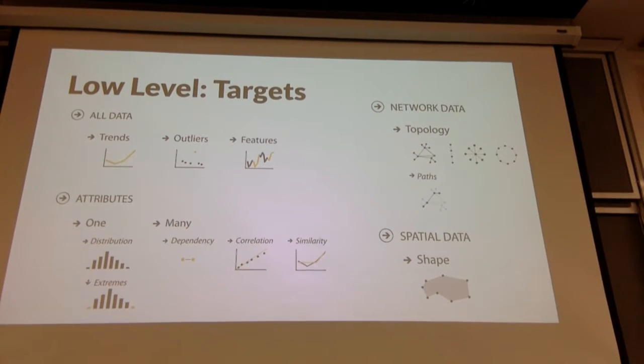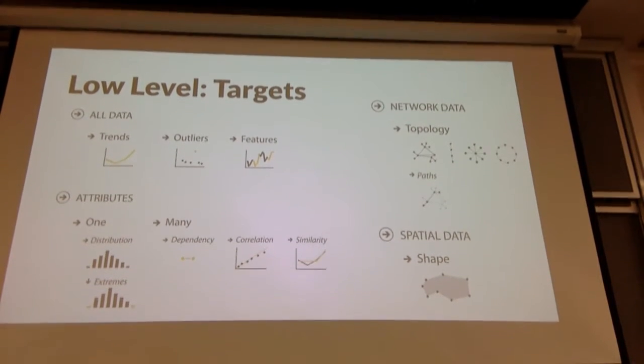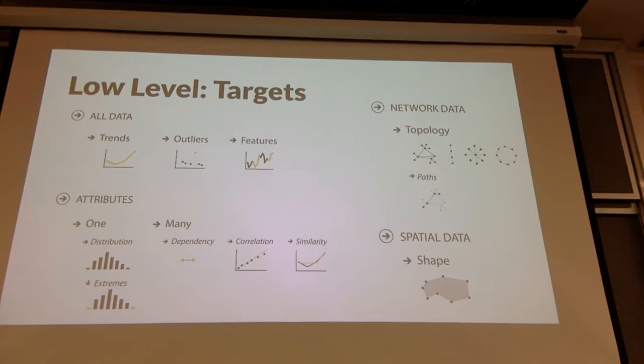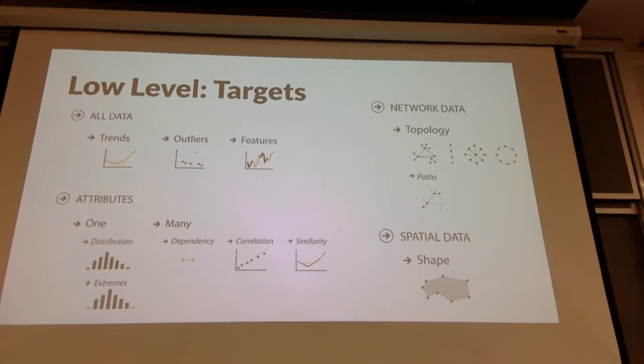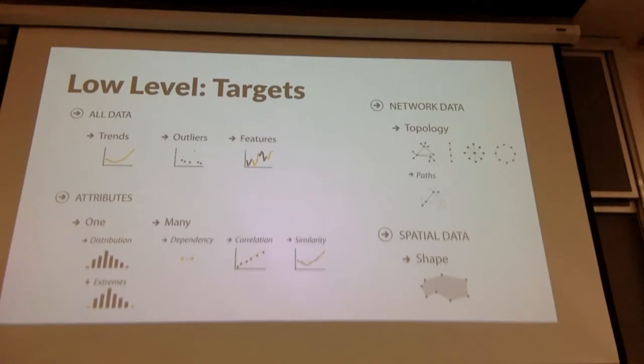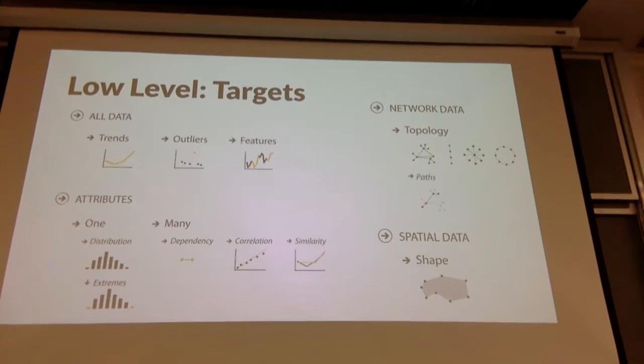Low-level tasks is all about targets. So if we look at all the data, we want to identify trends, outliers, or features. And if you look at attributes, it depends on whether we want to look at one or many. Do you want to see the distribution of one attribute, or the extremes of one attribute? And if we have many, we want to see dependency between attributes, correlations, or similarities.